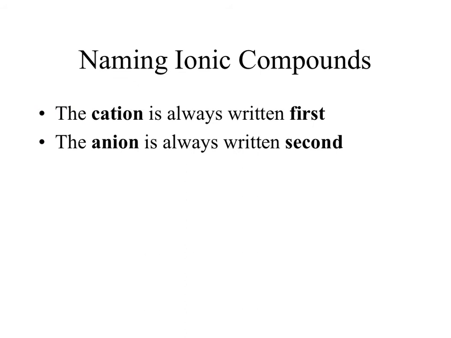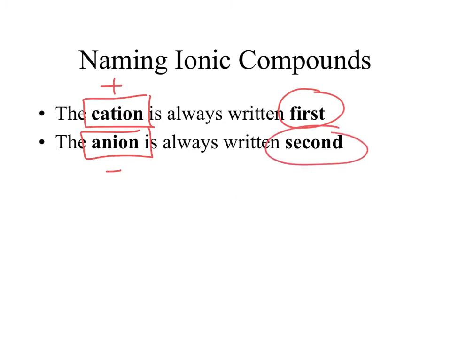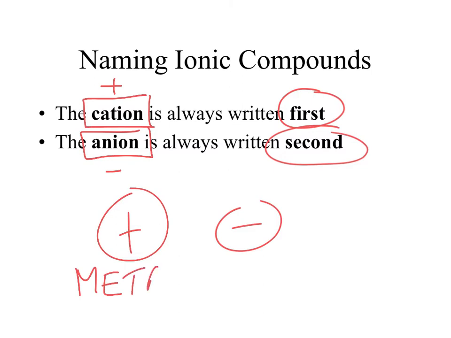When we start naming ionic compounds, it's very simple. We're always going to put the metal or the cation first. The one with the positive charge is always going to go first in the name, and the anion, often a nonmetal, will go second in the name. So it'll always be the positive cation first and the anion second, which usually is, again, the metal first and the nonmetal second.